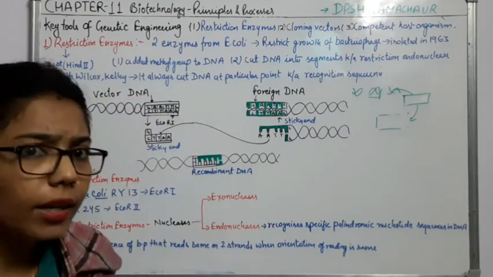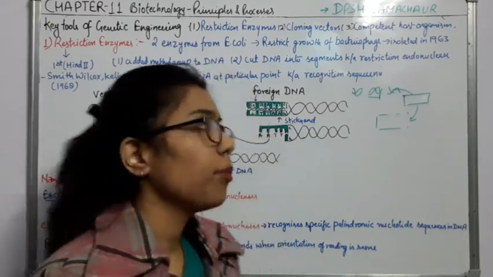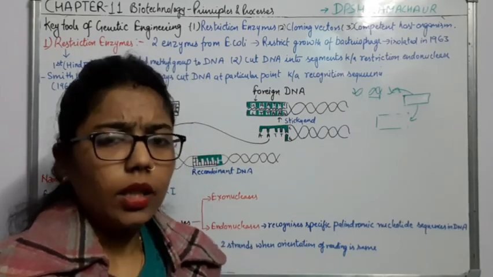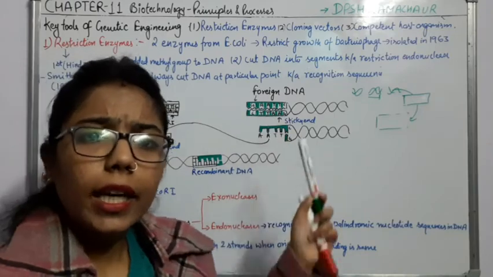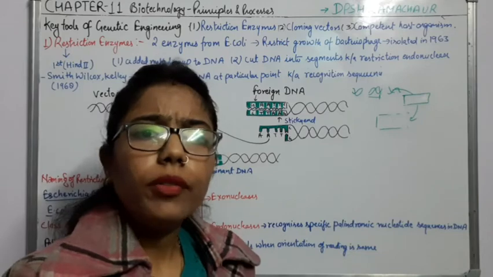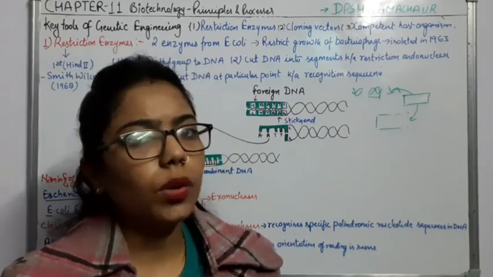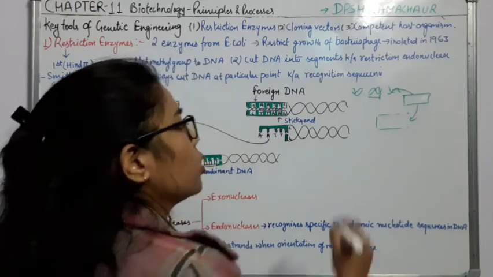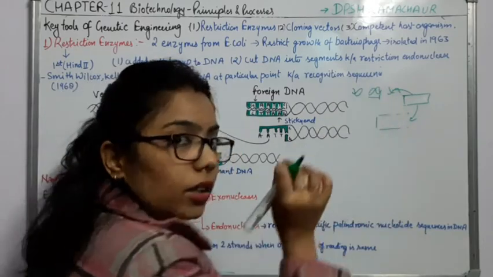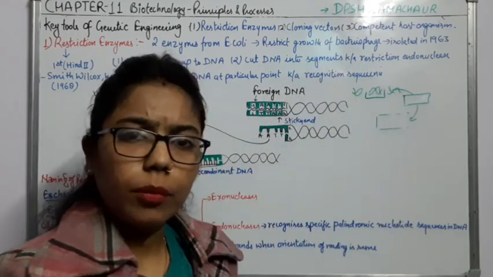Now, what are these restriction enzymes? Another name is molecular scissors. Scissors mean to cut something. When I talk about cutting at the molecule level, when I cut the DNA molecules, we use these restriction enzymes. That's why they are known as molecular scissors. With the help of these molecular scissors, we can cut this DNA and isolate our gene of interest from the whole DNA.